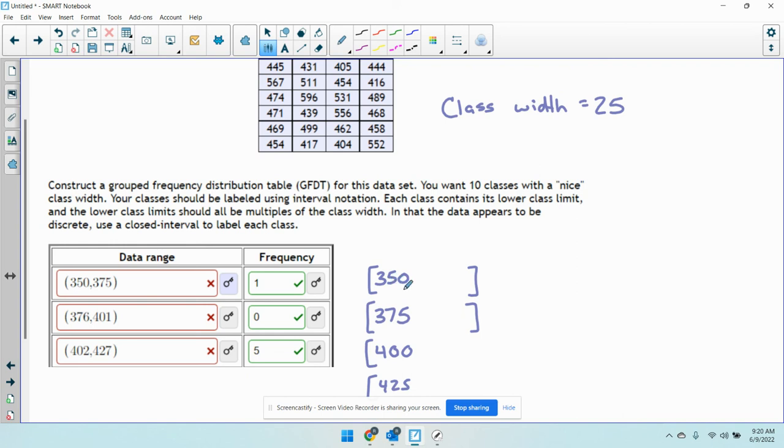So this goes from 350 up to, but not including 375. This would be 350 to 374. 375 to 399, 400 to 424, and this would be 449, and so on. And you would just continue that way. Square brackets and commas, and if you do that, it should fix everything.